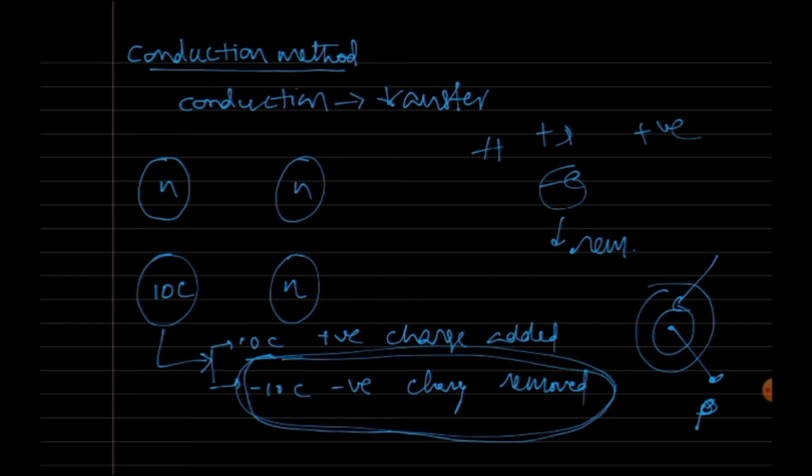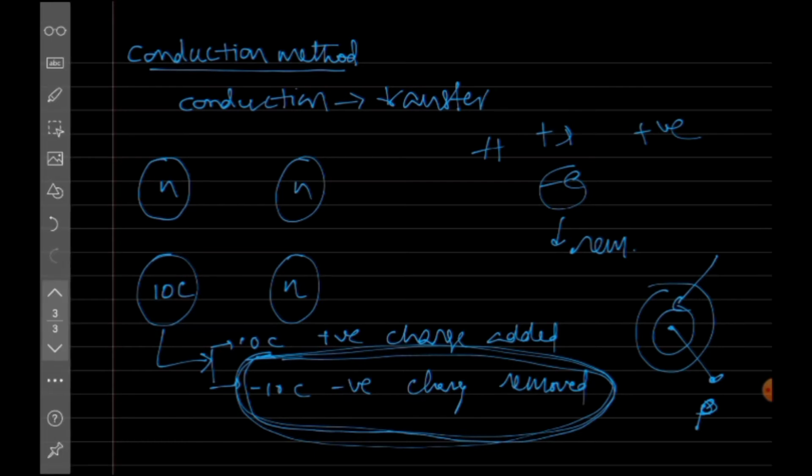So that is the reason electrons can be transferred, either added or removed, in order to give a certain amount of charge. In order to give the positive charge, we need to remove the electrons. In order to give the negative charge, we need to add the electron. That is how we can add the charge, either positive or negative. Hope you understand this point as of now. Now let's go to our discussion.